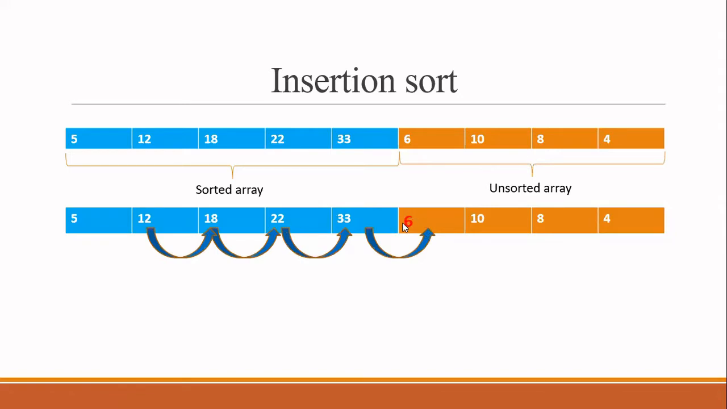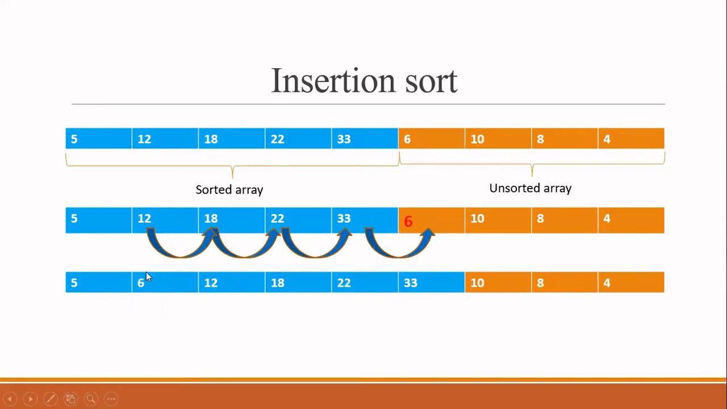Then I will compare 6 with 12. 6 is less than 12, so I will move 12 to the position of 18. Now the position of 12 is free, because 12 has been moved to the position of 18. Next, you will compare 6 with 5. We don't want to move because 6 is greater than 5. So now we identify that this 6 should be placed in the position of 12. Now 6 will be inserted in the correct position.